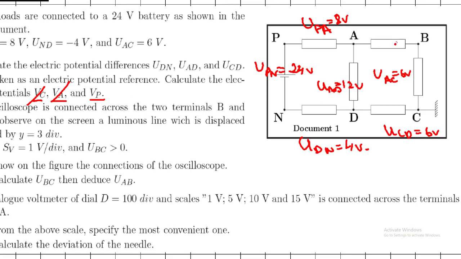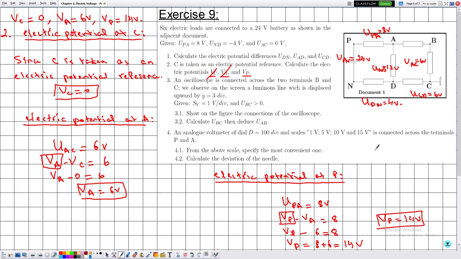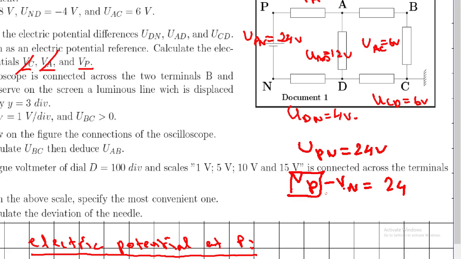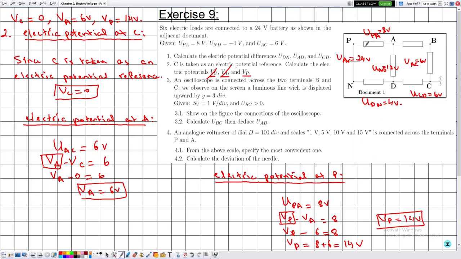So, for example, we could have considered UPN, which is equal to 24 volts, and let's say that UPN is VP minus VN, which is equal to 24. We could have used this equation in order to determine VP, but the problem is that we don't know the potential at the point N. For this reason, first we have taken C as a reference electric potential, calculated the potential at the point A, then from A calculated the potential at the point P. Okay, so this is it for number 2.